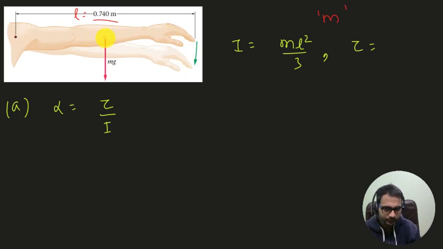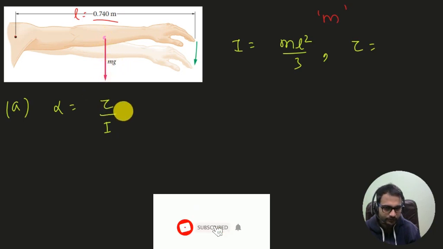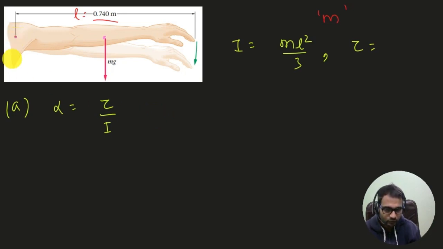Now torque would be equal to, we can assume that the center of mass for the arm is at the center. The gravity force would act in the vertically downward direction, mg, and this will be the tangential force. If you take this to be your axis, this would be the tangential force. So torque will be R into F. Here R will be L by 2. This distance would be R, which is L by 2. So in place of R, I can write L by 2.